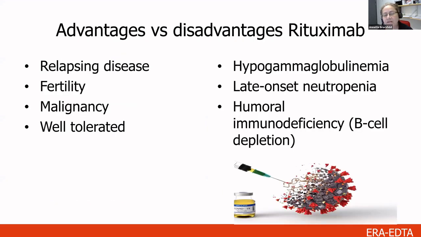So what are the advantages versus disadvantages with rituximab? It's a good drug for relapsing disease. It's better from the point of view of fertility as opposed to cyclophosphamide, and also for malignancy, and it's well tolerated. The disadvantage is the high risk of hypogammaglobulinemia in the long term, late onset neutropenia that happens in around 10% of patients with increased risk of infection, and then the humoral immunodeficiency because of the B-cell depletion.